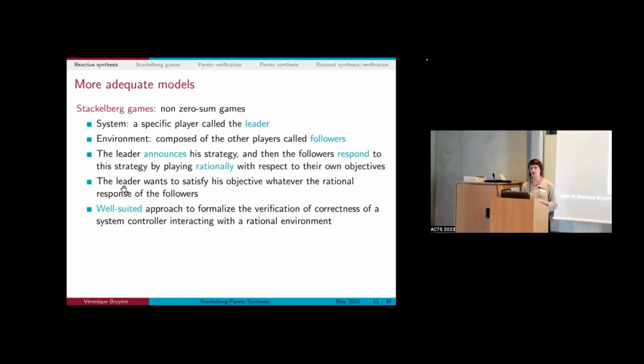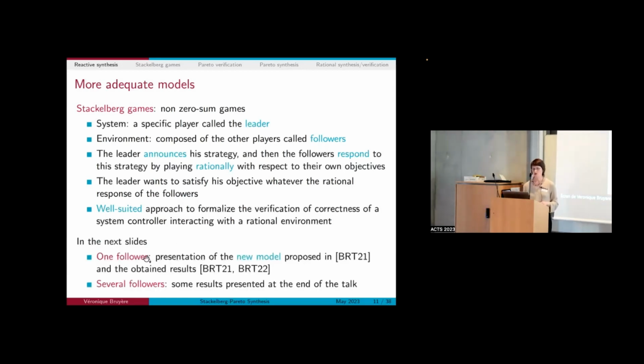And thus the goal of the leader is to satisfy his objective with a strategy that he announces, in such a way that when the followers respond rationally, the objective of the leader is satisfied. So this will be my model.